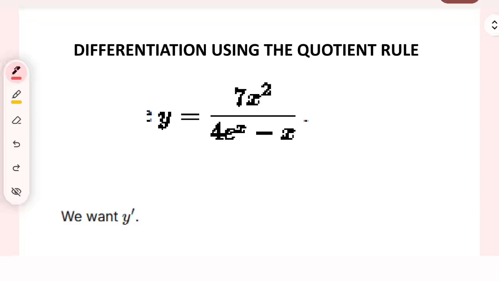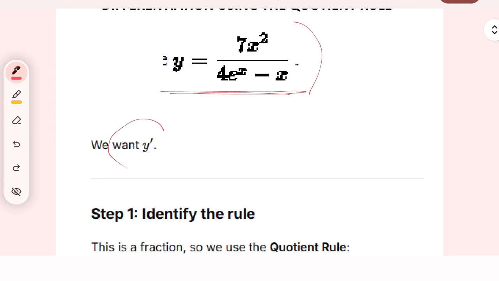We need to take the derivative using the quotient rule. So our function is y equal to 7x squared divided by 4 to the x minus x. All right, that is the given function. So we need to take the derivative of y, which means we want y prime, or the derivative of y.